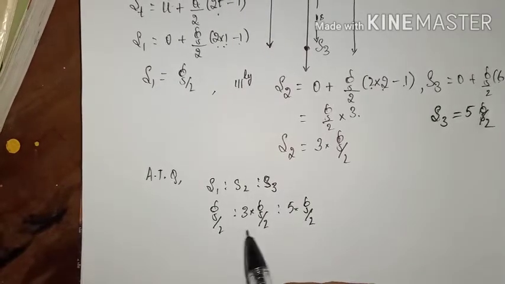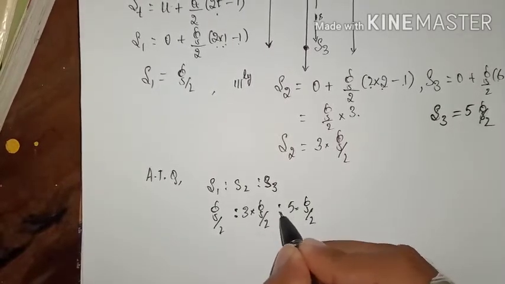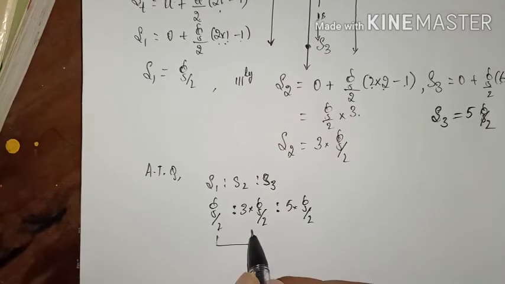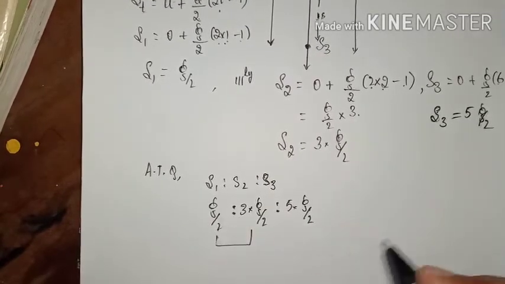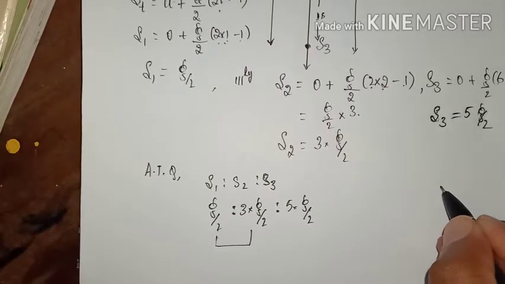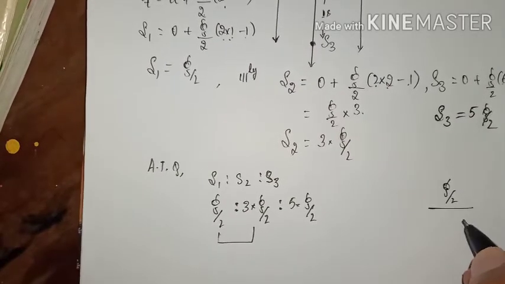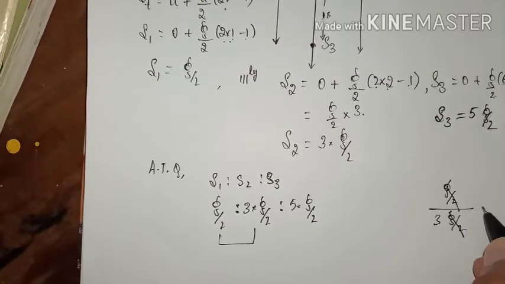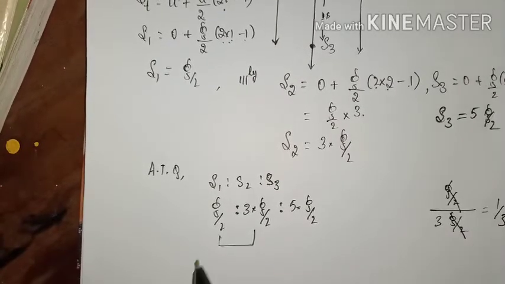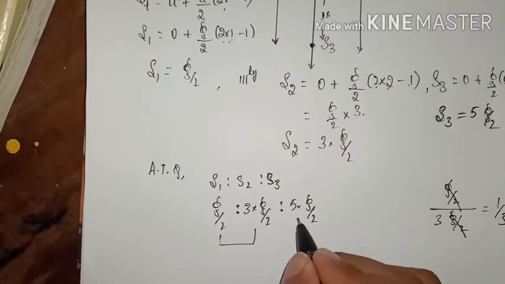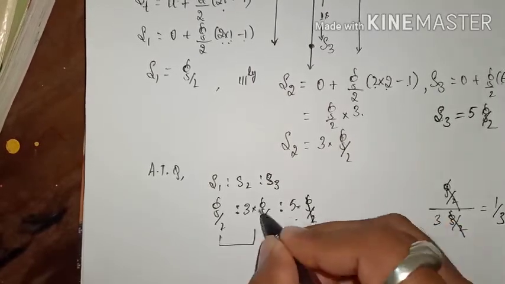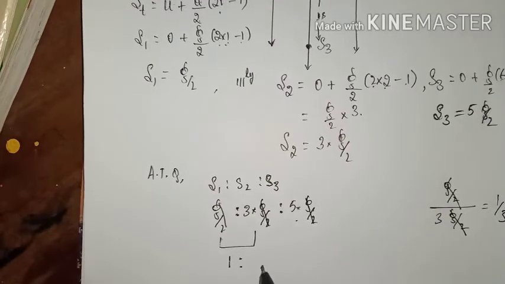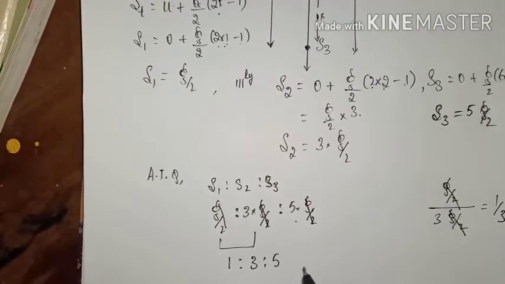The ratio is nothing but the division. So if I divide these two, g by 2 whole divided by 3 into g divided by 2, g by 2 gets cancelled, remaining 1 by 3, that is 1 is to 3. Similarly here also, g by 2 and g by 2 get cancelled, so the ratio is 1 is to 3 is to 5.